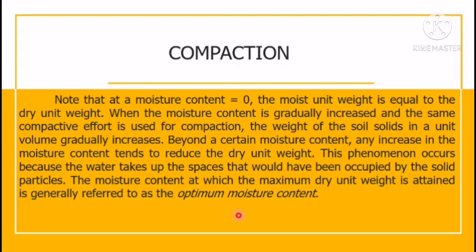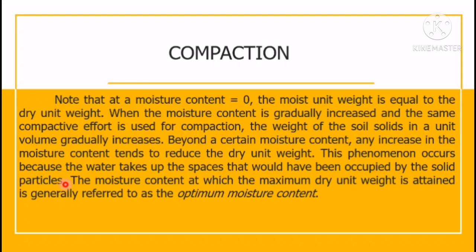Again, bakit daw kapag nag-increase pa yung moisture content natin, hindi na natin siya makokompact masyado kapag lumagpas na sa optimum moisture content? Kasi, beyond a certain moisture content, any increase in the moisture content tends to reduce the dry unit weight. This phenomenon occurs because the water takes up the spaces that would have been occupied by the soil particles. So, imbis na particles ng lupa ang mag-occupy, na-occupy na ng tubig, kaya nahihirapan na tayong i-compact yung soils.